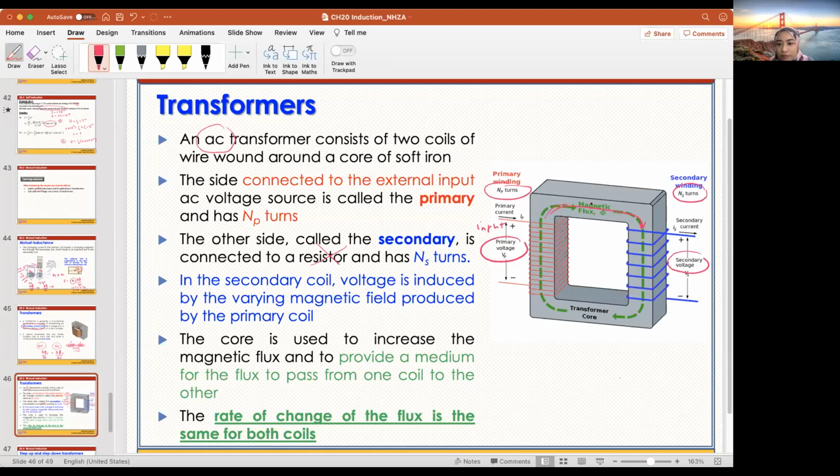So I told you the magnetic flux from the primary goes to the secondary. The core is used to increase the magnetic flux. Kiranya, if you have a conductor, the performance of the transformer is increased. Provide a medium for the flux to pass from one coil to the other. The rate of change of the flux is the same for both coils. Like I mentioned before, this guy is equal to this guy. P. This is S. Dia akan sama. Tak boleh berbeza. Transformer mesti sama. So this is the main point here.